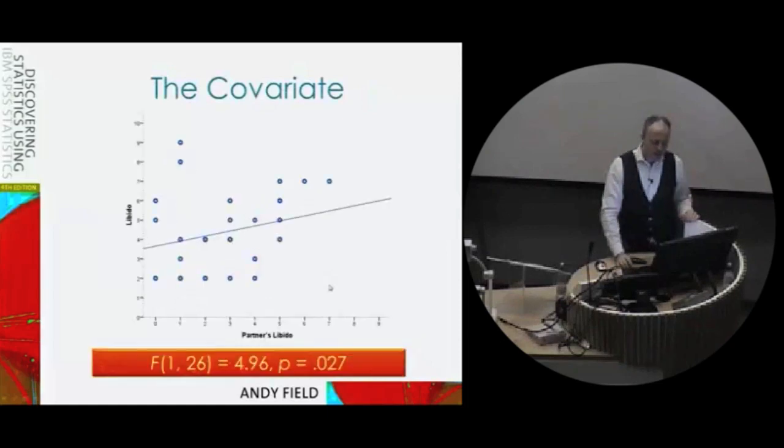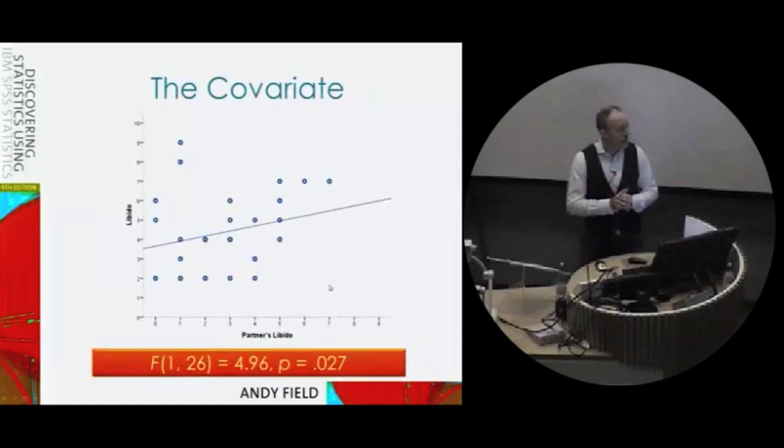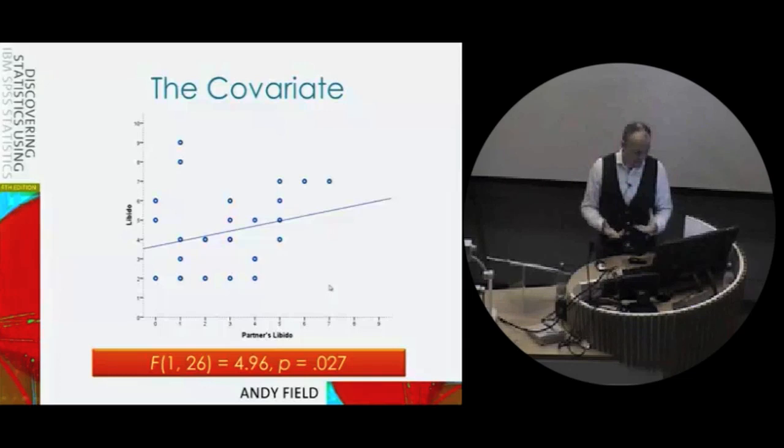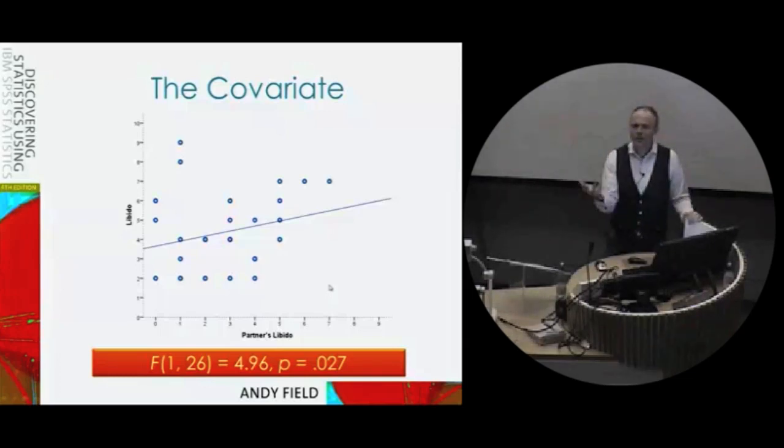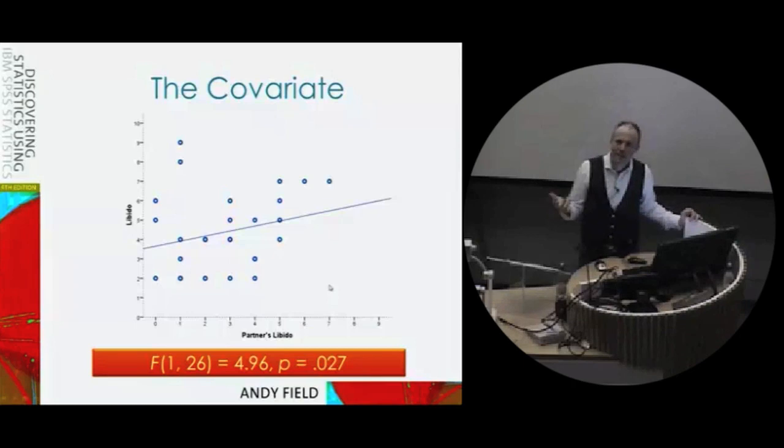What about the covariate? We had a significant effect of partner's libido on the participant's libido. Assuming your covariate is a continuous variable, you can think of that literally like a correlation or a regression. So it's showing a significant relationship between those two variables.